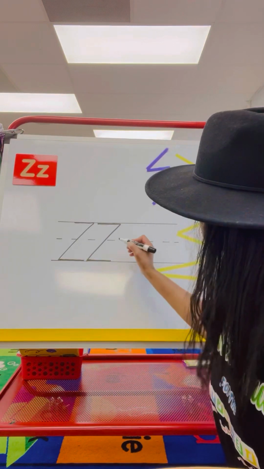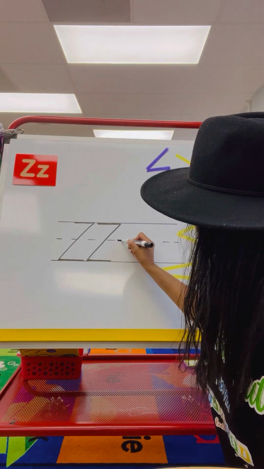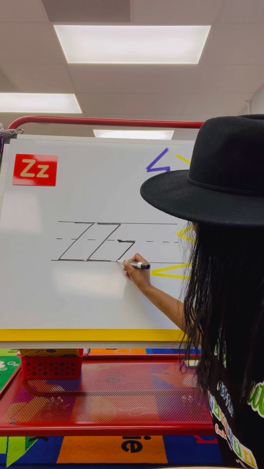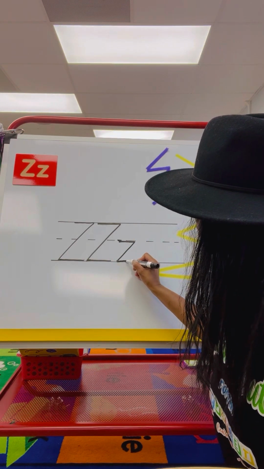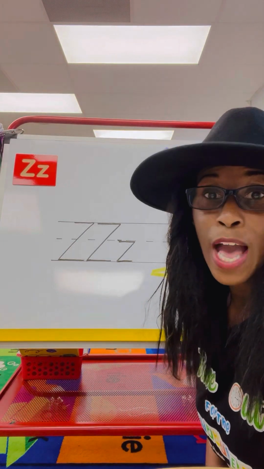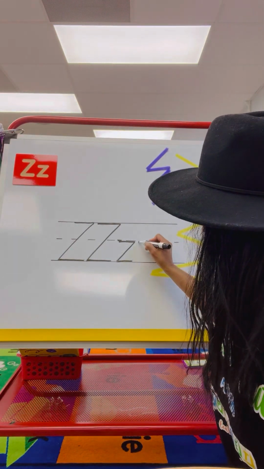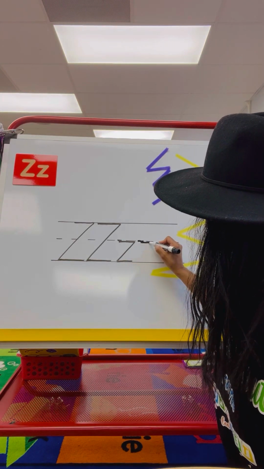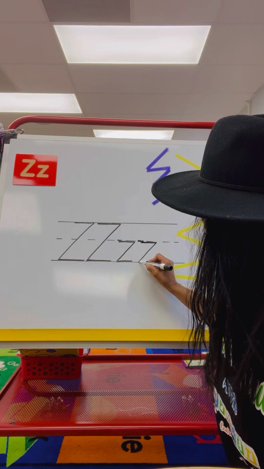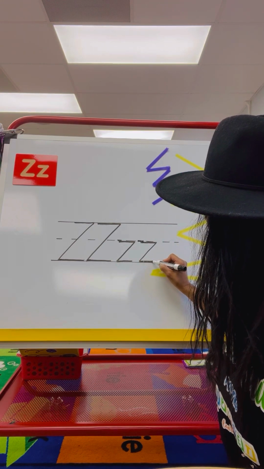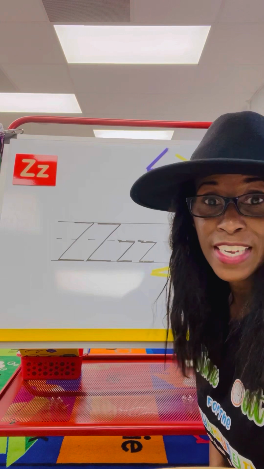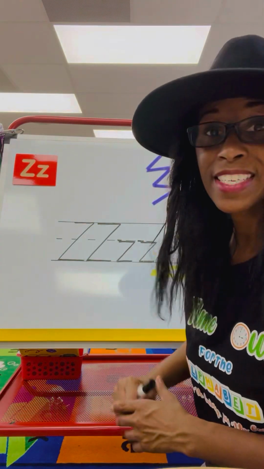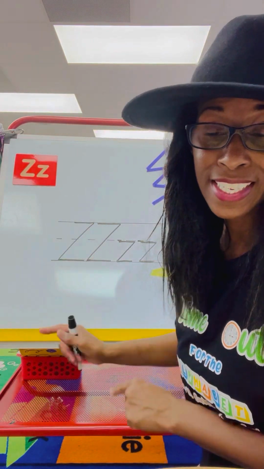Here we go. Put another line in here. Slant to the right, slant to the ground, and slant to the right again. Let's do that one more time. Put a line here. Slant to the right, slant to the ground, slant to the right again, my friend. And that, my friends, is your uppercase Z and your lowercase z.